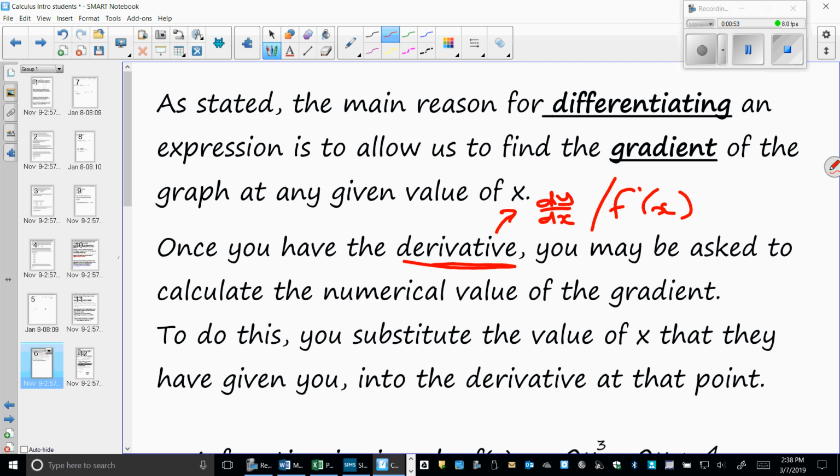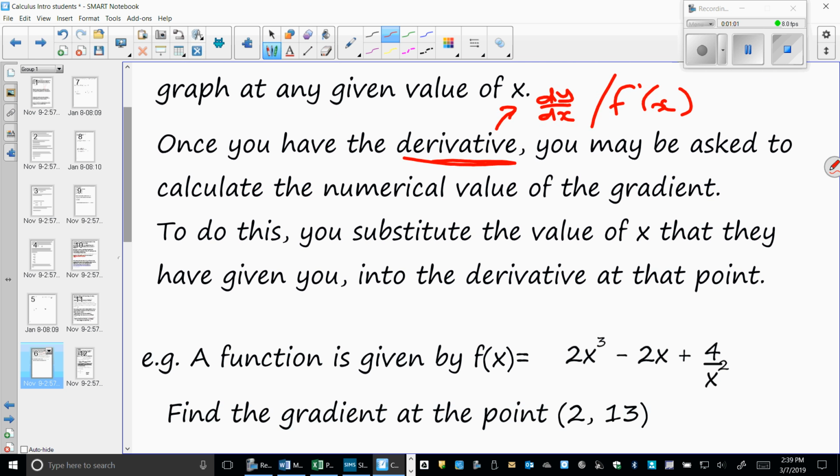They may say, what's the gradient when x is 7? What's the gradient when x is 1? What's the gradient at the point, and so on. So all you have to do is find the expression for the gradient or the derivative and then substitute that value into it. That's all you have to do.